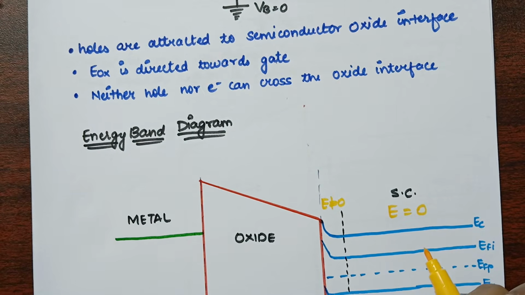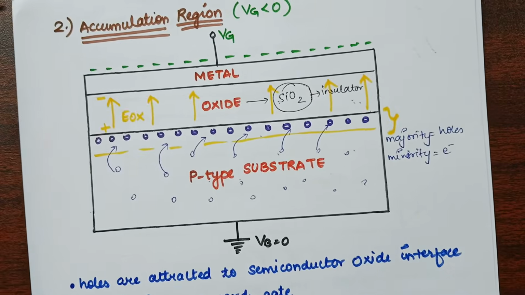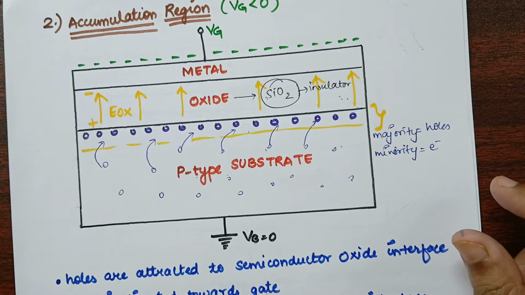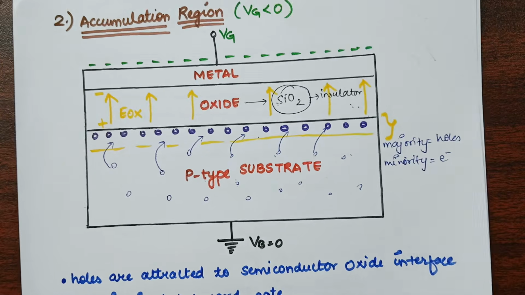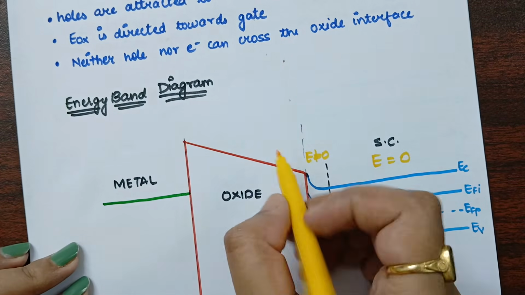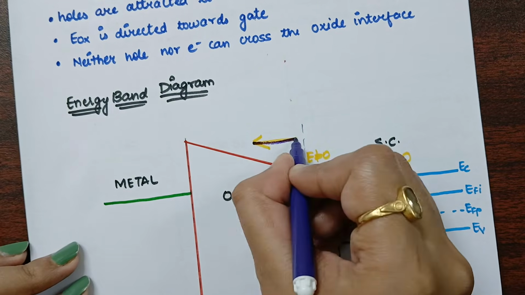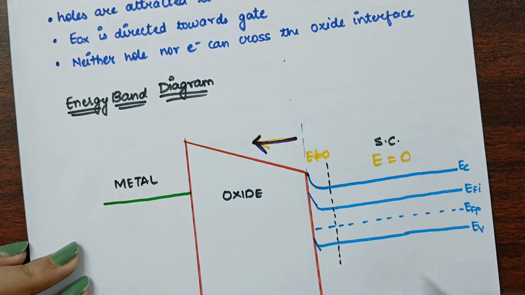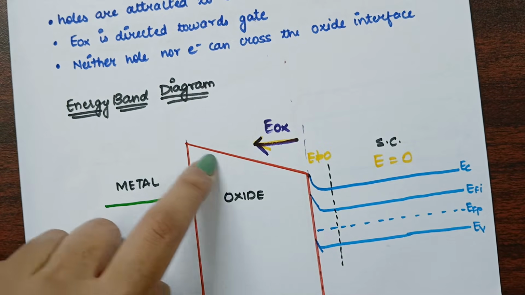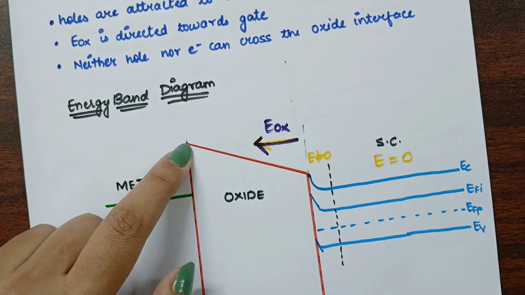Why is it so? You can memorize it by this trick: the electric field always lifts its head up, which means that, as you know, the electric field direction is from the substrate to the metal. So from substrate to metal, the electric field direction will be in this way, in this direction. This is the electric field E_ox. Due to this electric field, the band will always lift its head up, so we remember the slope as being in the upward direction.